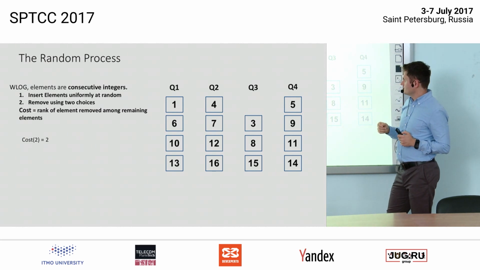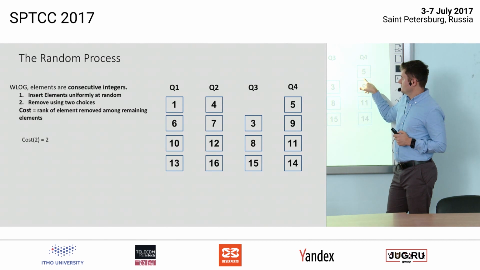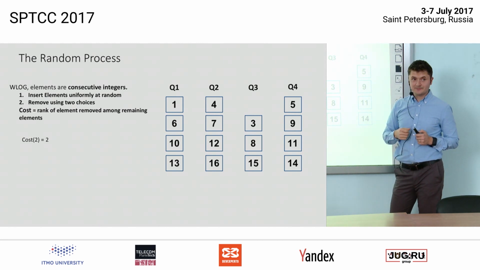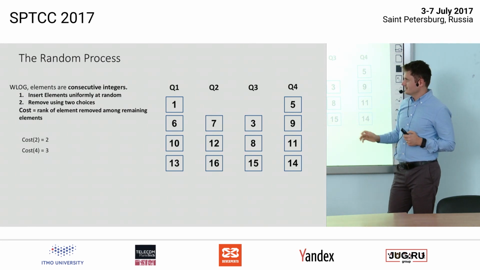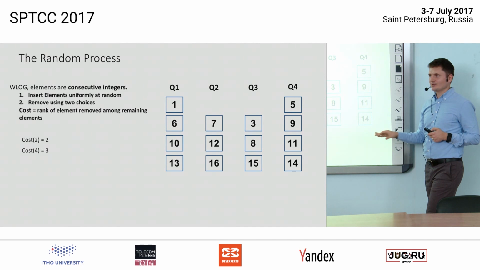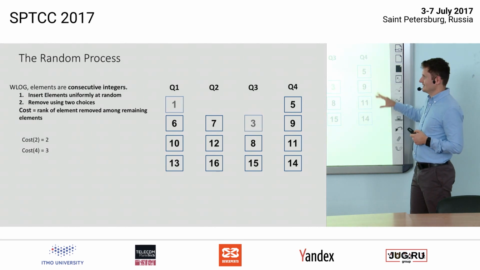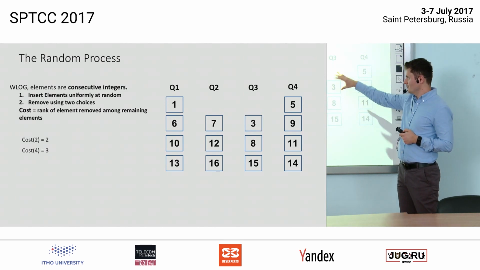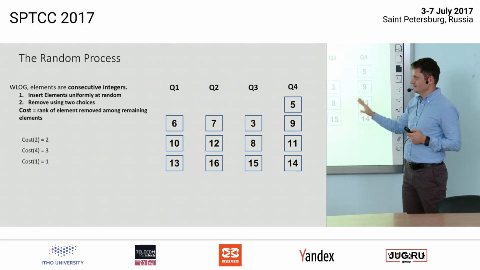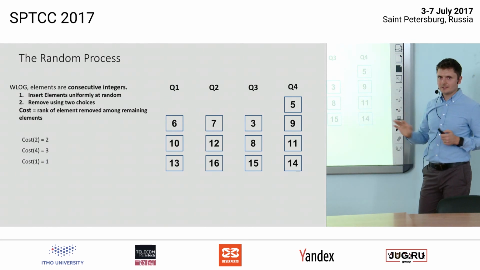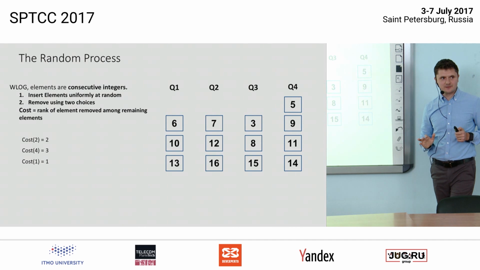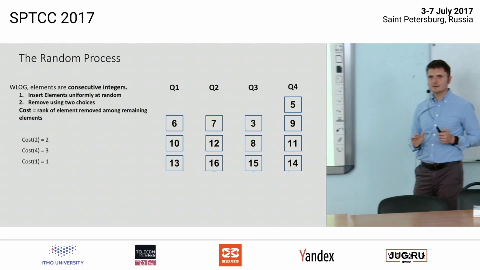Then imagine my two choices are 4 and 5. I remove 4. The cost of 4 is 3. Yes, excellent. So this is getting a bit old, so I'm going to stop here. Imagine I do 1 and 3. I remove 1. Its cost is 1. All right, so hopefully everyone understands the sequential process by now. Any questions?